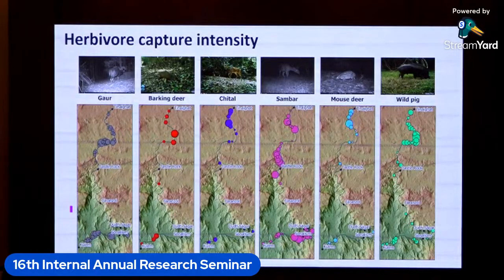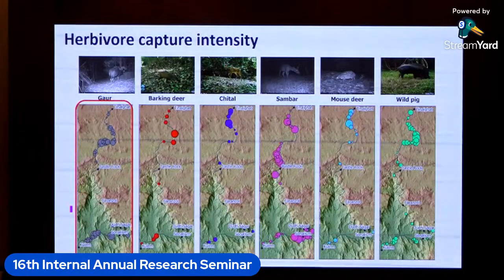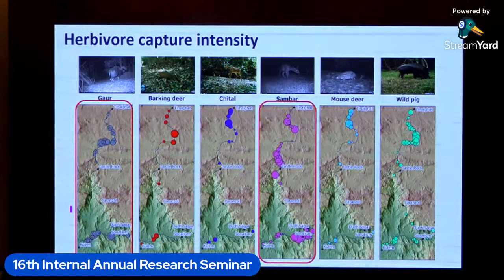So we found that gaur was found in almost one third of the area, which was the most dense there, and it was restricted to the flatter terrain there. By summer, it was seen in the flatter as well as the undulating terrain.